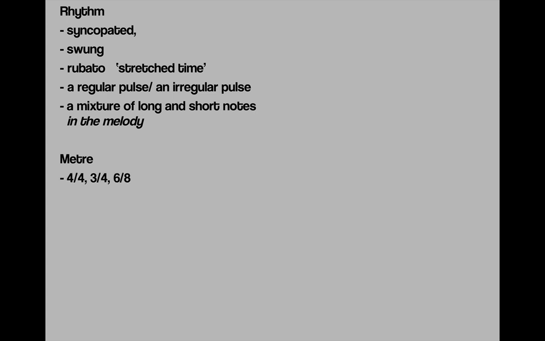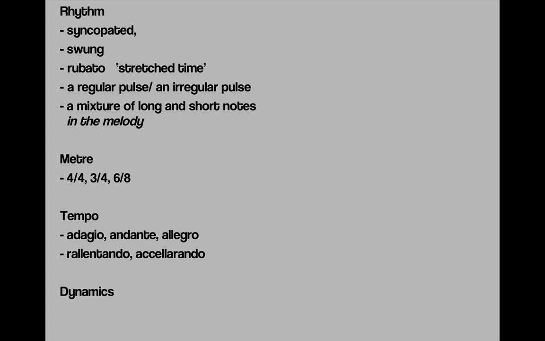Meter, simple. It's either going to be 4/4, 3/4 or 6/8. Tempo. There's only 3 tempo terms you really need: slow, medium and fast. For the Italian here, adagio, andante and allegro. It might speed up or slow down, so it might have a rallentando where the music slows down at the end, or speeds up, accelerando.